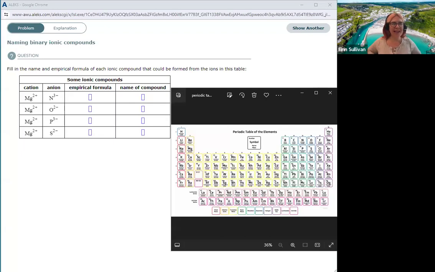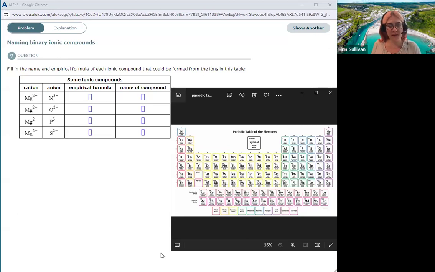So, how do we name binary ionic compounds? Well, binary just means a compound made of two different things, and ionic means it's got a cation and an anion. Cations are normally going to be a metal, so anything coming from this left side of the periodic table, and the anion will be formed from a non-metal.